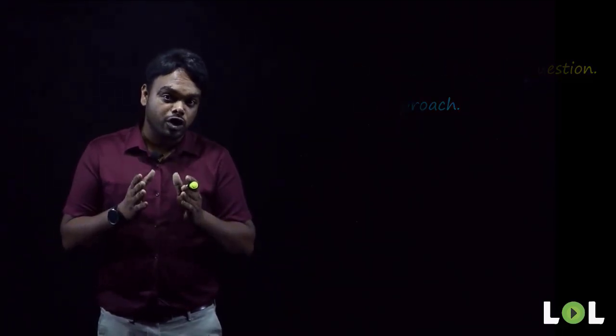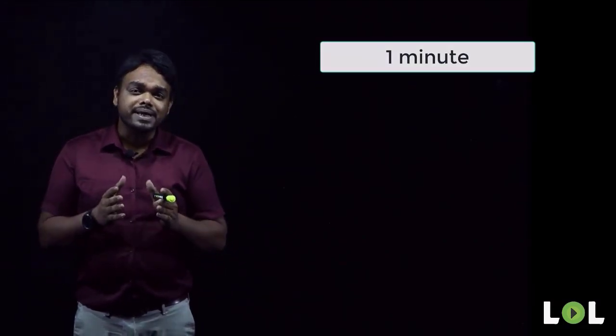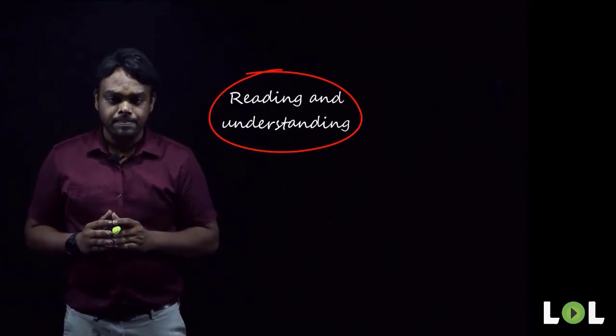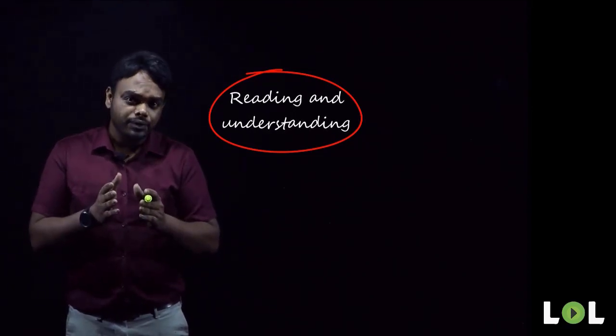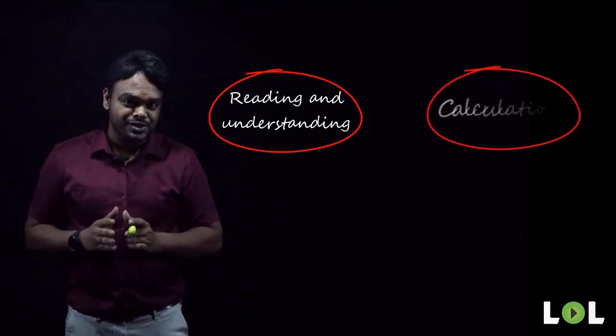So now let me talk about the speed in detail. In most of the competitive exams, the ideal time for one question is 1 minute. In some cases, it is less than that. But let us talk by considering there is 1 minute for one question. In that 1 minute, we're going to spend 15 to 20 seconds in reading and understanding the question. So where are we spending the remaining 40 seconds? That must be in the calculations.